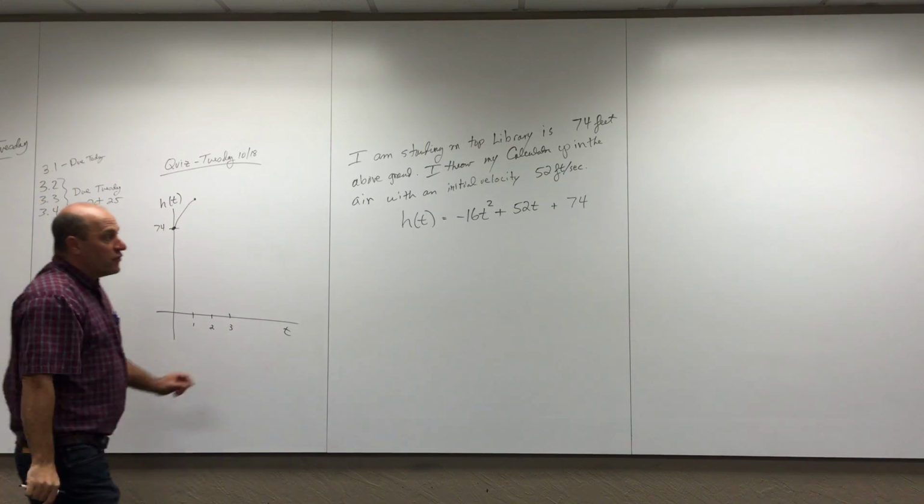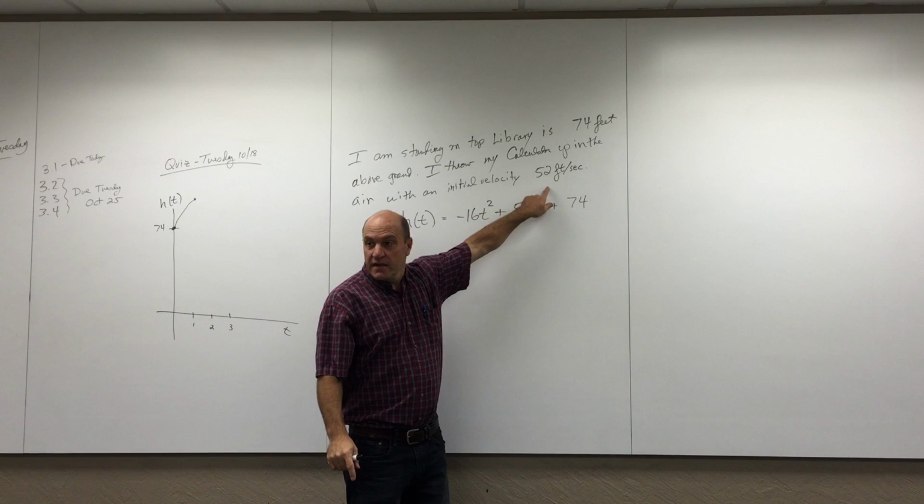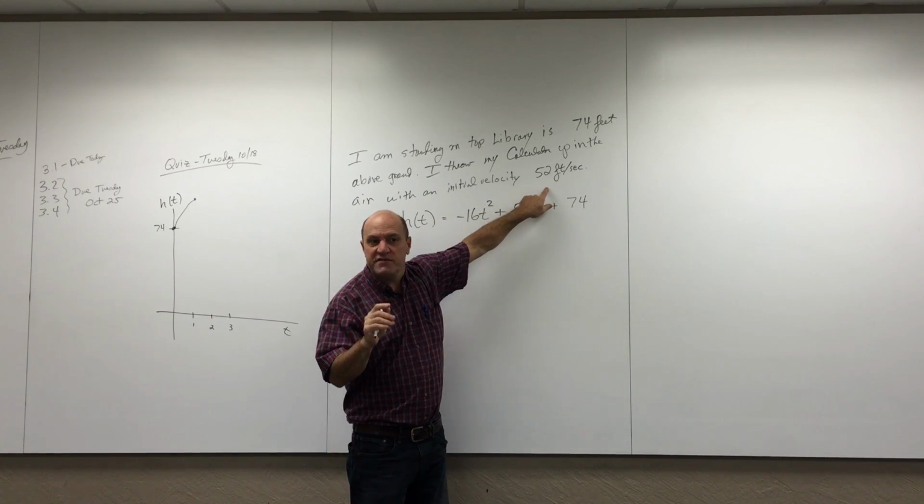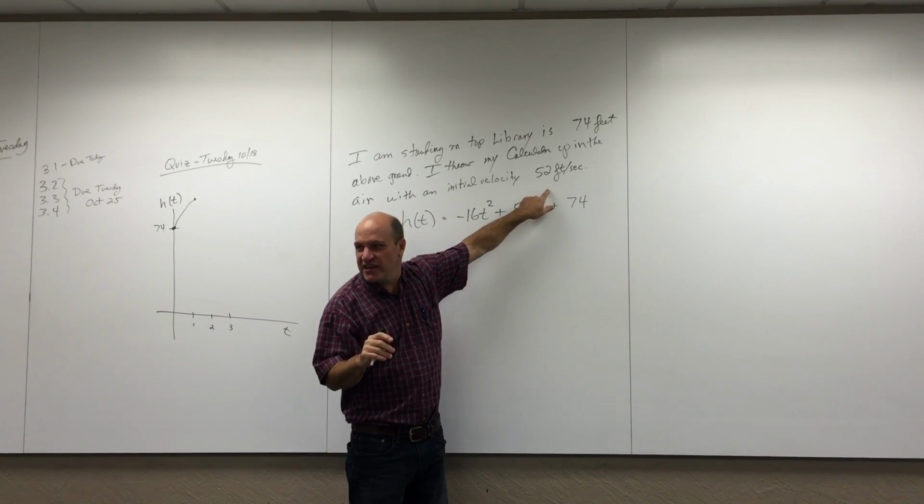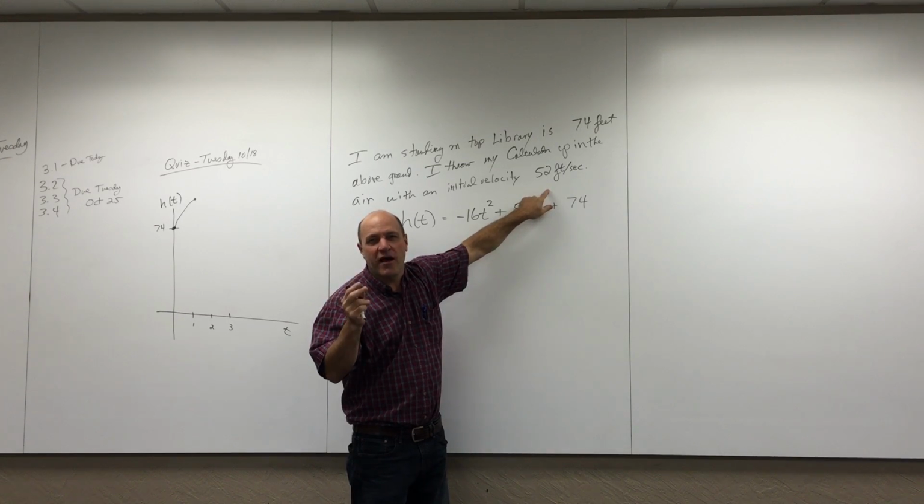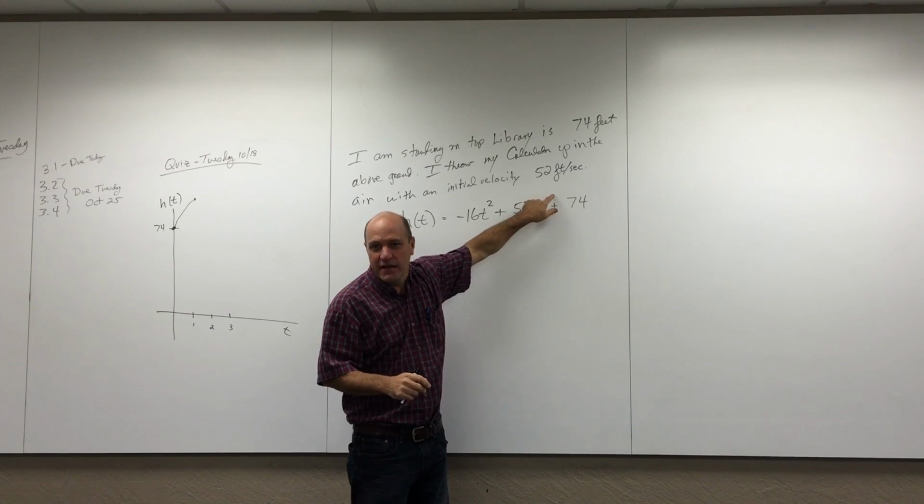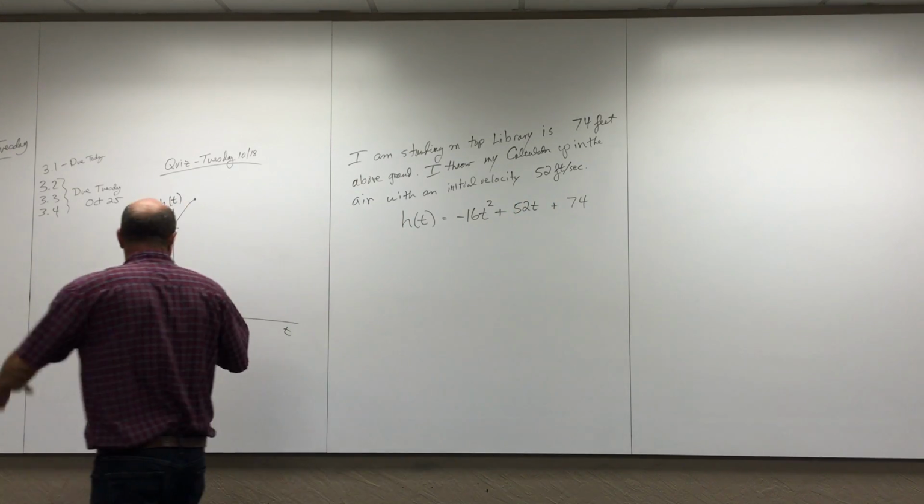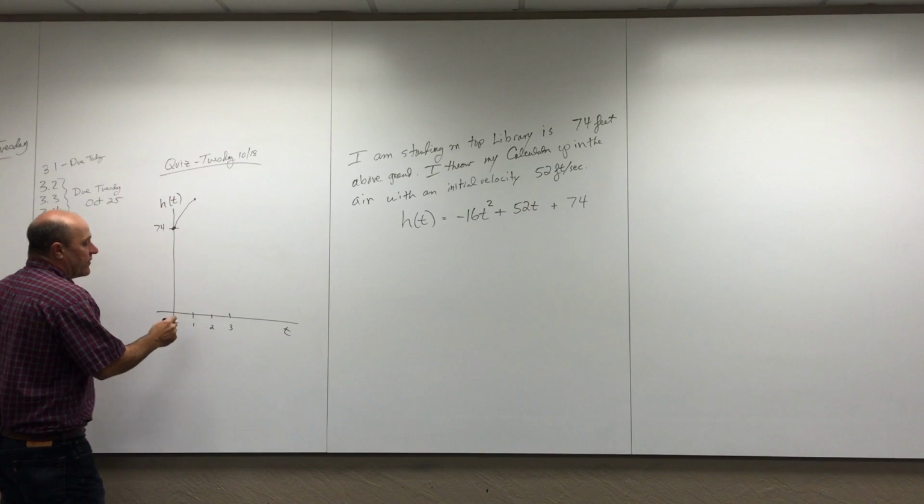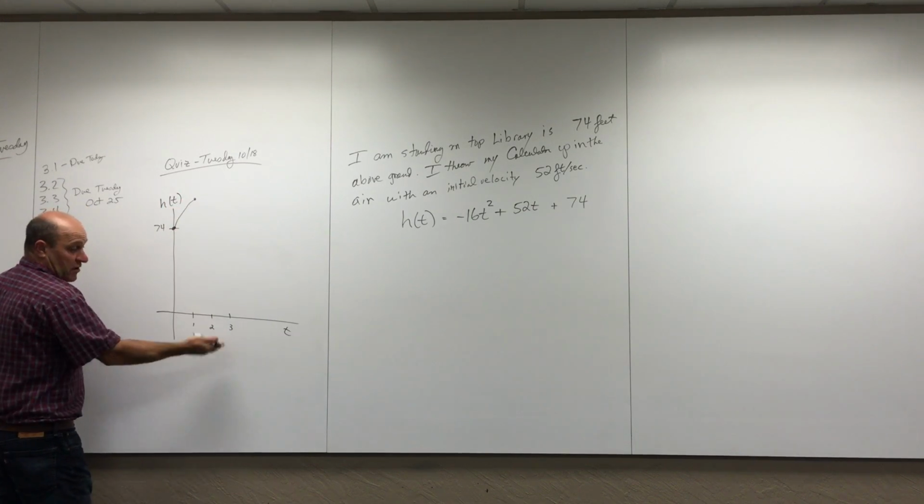Even though I threw it at this speed, as soon as it leaves my hand, this speed starts changing. Gravity slows it down. Half a second after it left my hand, it's less of a speed. So it's kind of slowing down. Gravity wants to pull it back to Earth.